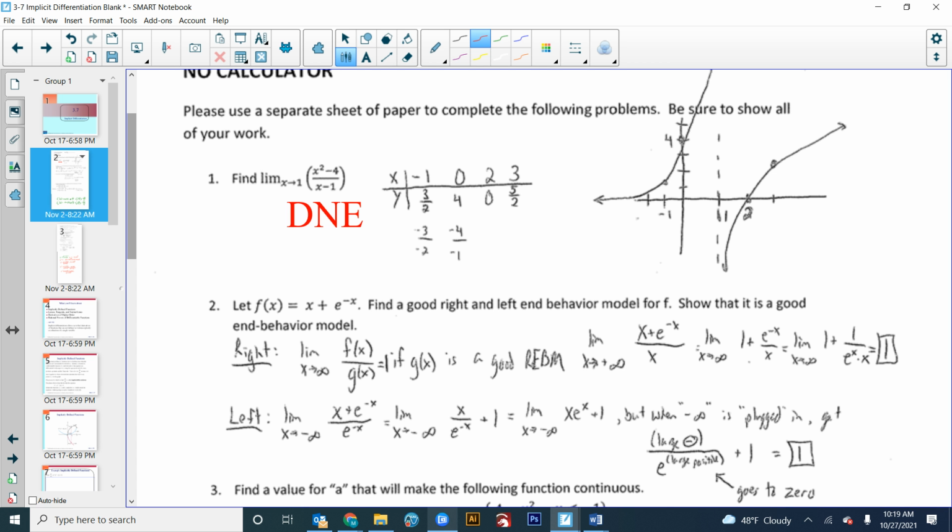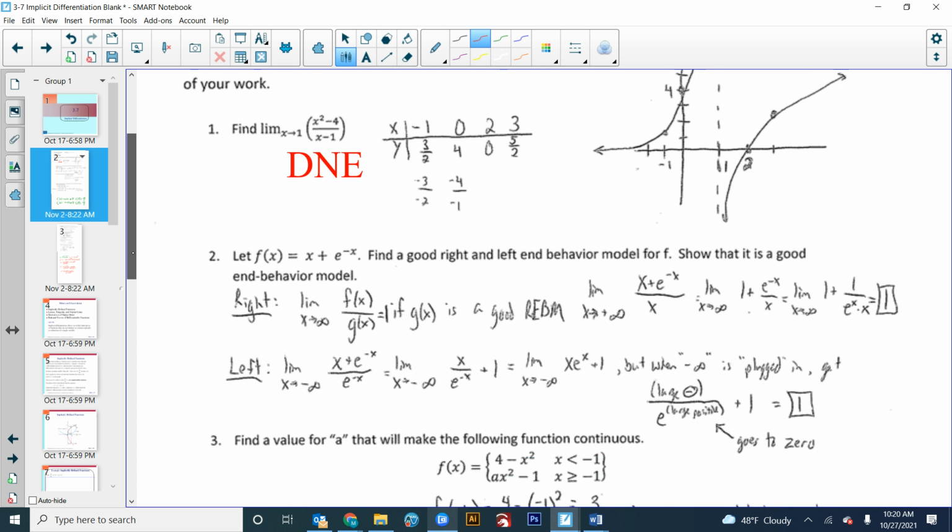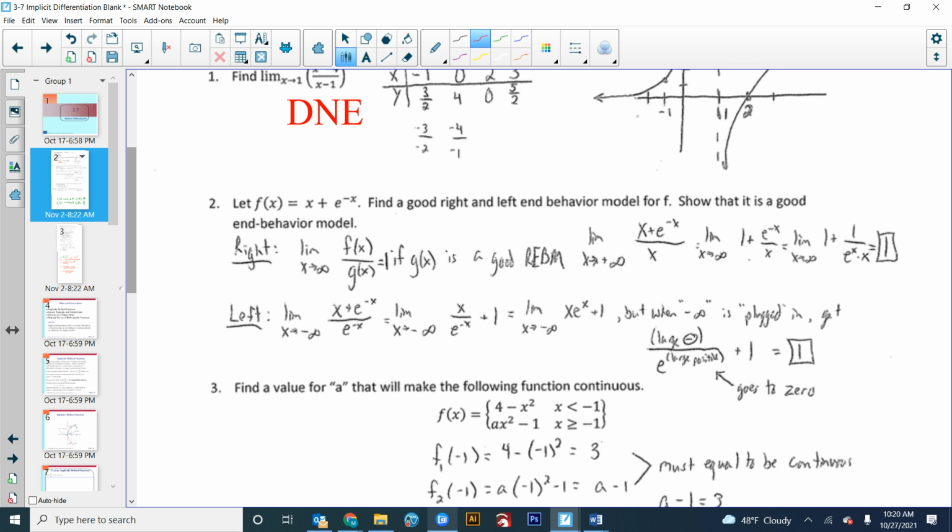Let's review the worksheet real quick. Did you guys get D&E for number 1? Number 2, right end behavior model.